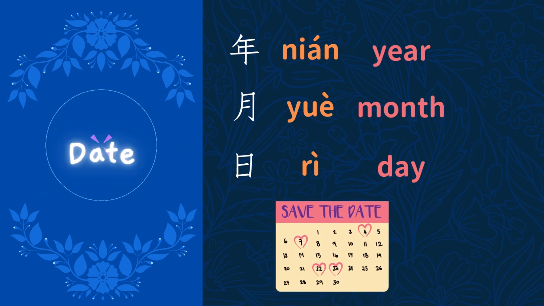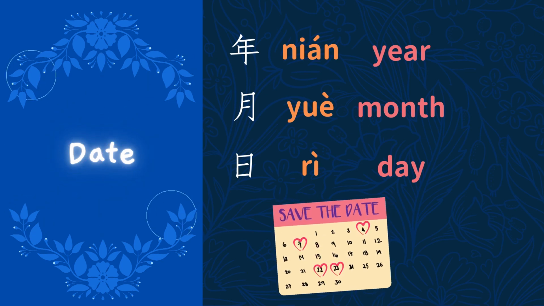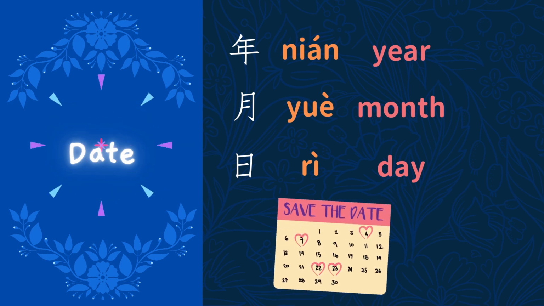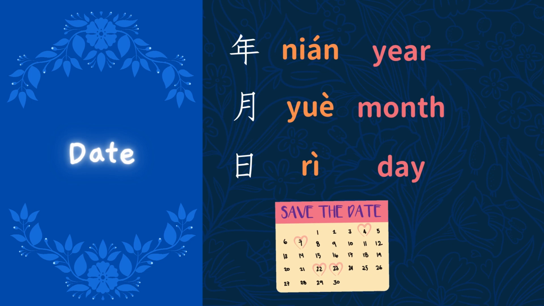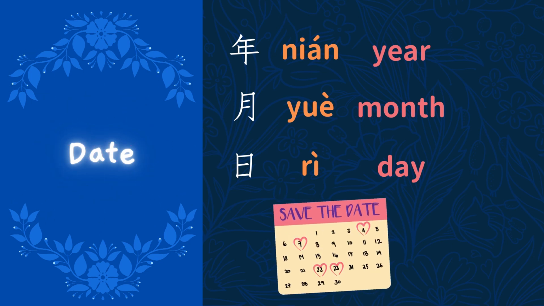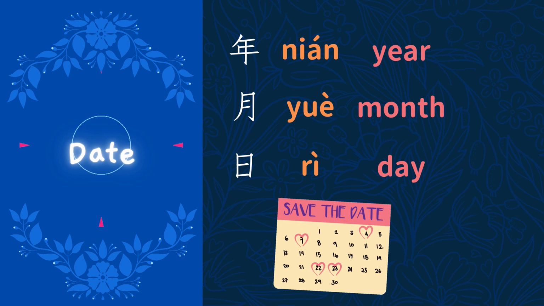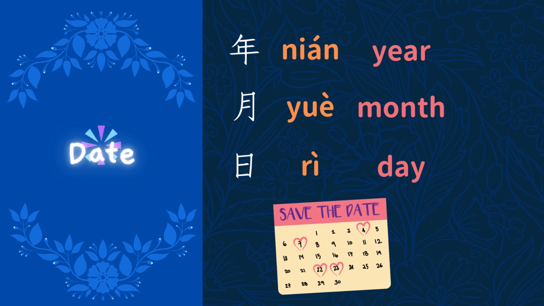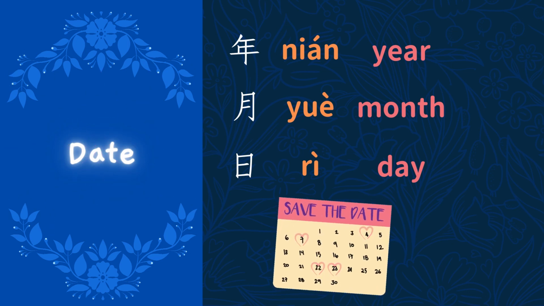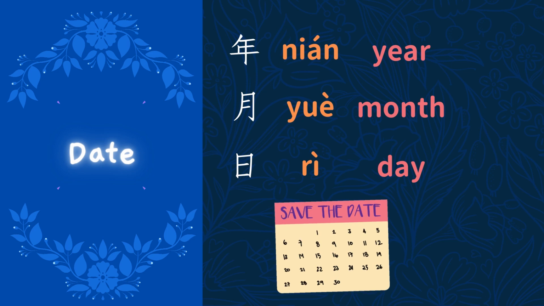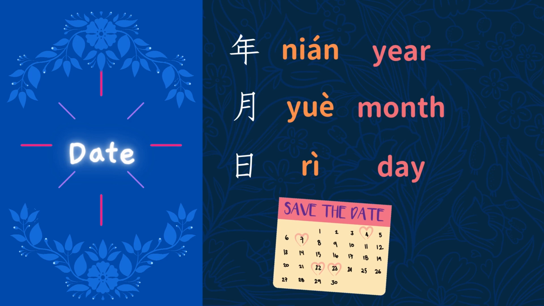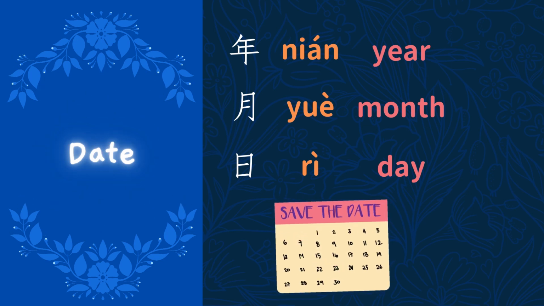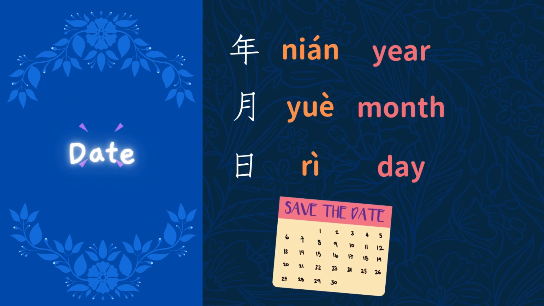So the year, month, and day. Year, 年. Month, 月. Day, 日. Again, year, 年. Month, 月. Day, 日.